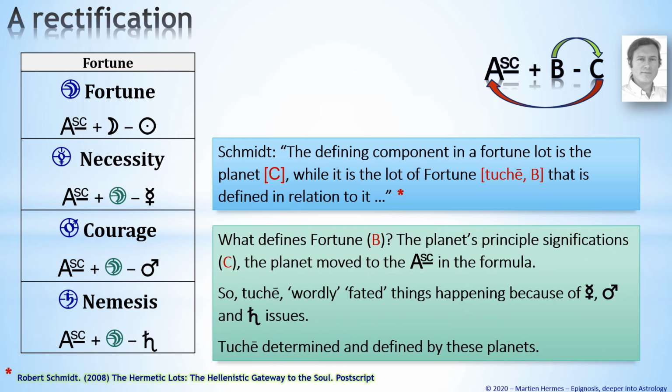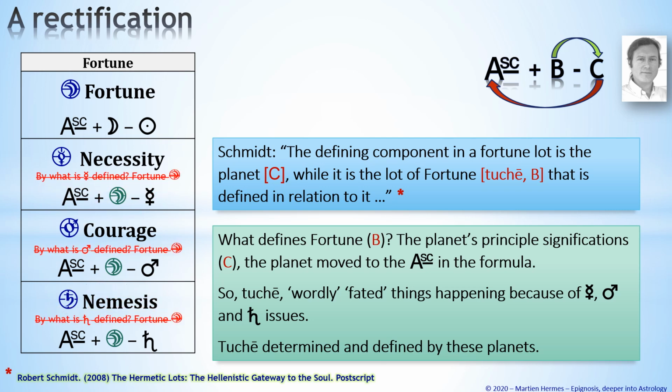because what is defining fortune, B, is always the planet's principle, the planet that is moved to the ascendant in the formula. So you could say that the planets are defining and determining things in relation to Tuche, the B factor in these calculations. So Tuche: worldly fated things happening because of Mercurial, Martial or Saturnine issues. So Tuche is determined and defined by these three planets.